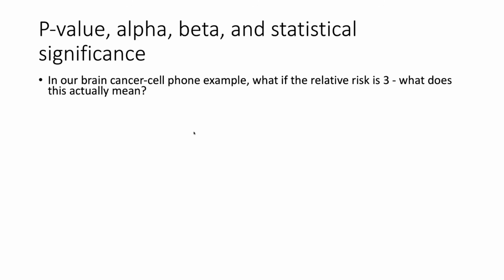All right. Questions before we move on? Nope. Okay. So in our brain cancer cell phone example, what if the relative risk is 3? What does this actually mean?